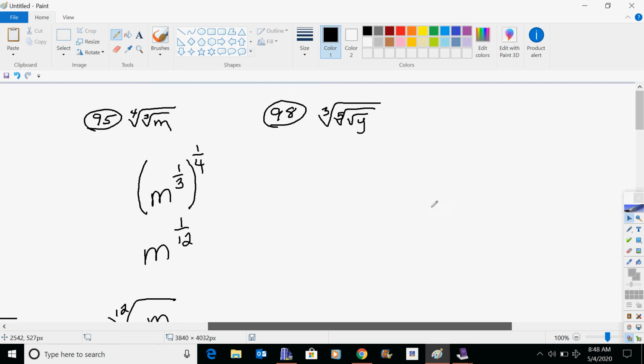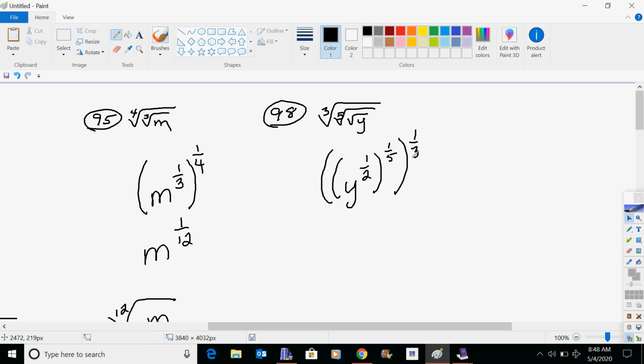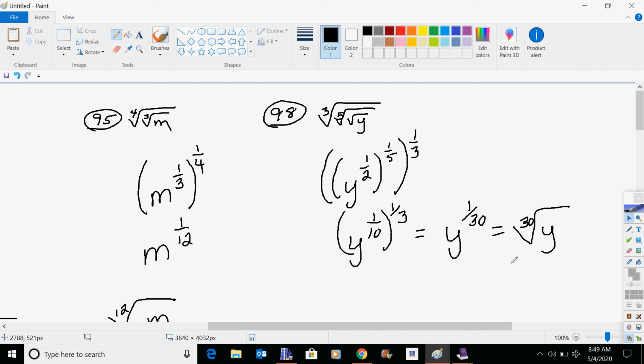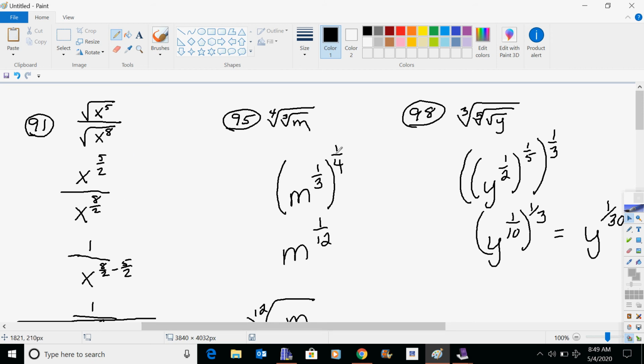All right. This one does all that with attitude because on the inside we have y to the 1/2 power. All of that is to the 1/5 power. All of that is to the 1/3 power. So it's a matter of multiplying the exponents out. So this becomes y to the 1/10 power to the 1/3 power, which equals y to the 1/30th power, which equals the 30th root of y. Okay, so these are actually kind of fun and benign. This one gets pretty tricky, so be careful on it.